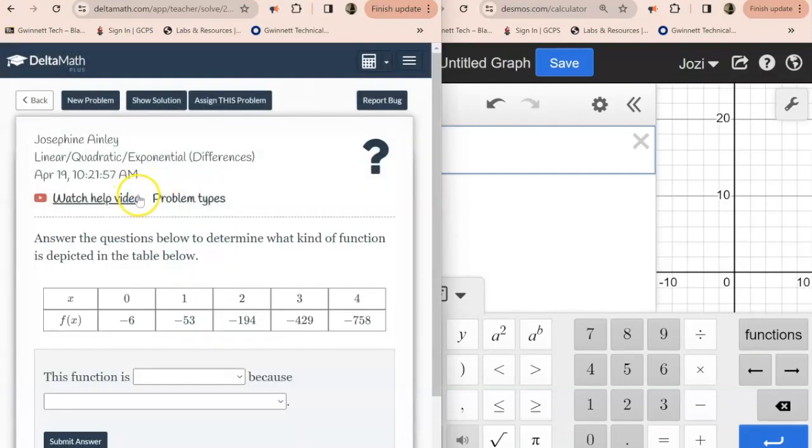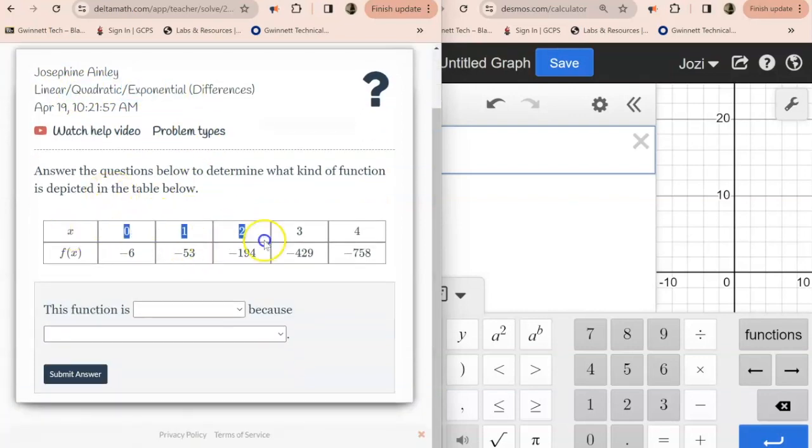All right, now that we've done all the functions, linear, quadratic, and exponential, let's compare them. Looking at a table, how would I know if this table is linear, quadratic, or exponential? Linear is a constant rate of change. You're adding and subtracting the same number. Quadratic is the second difference is the same. Exponential, you're multiplying by some number to get to the next one. Now, if you don't know what that means or don't know how to work it, it's very simple.